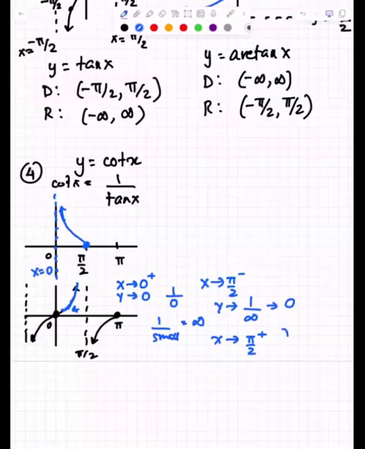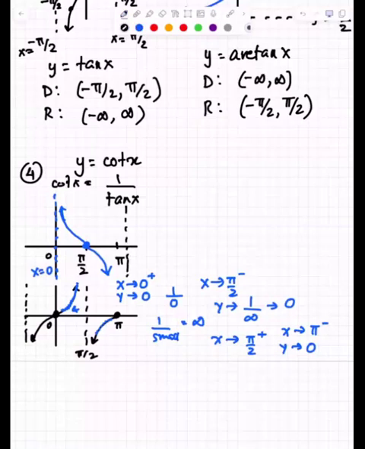And as x is approaching pi, y is headed towards 0. So x is heading towards pi from the left, y is getting closer to 0. So 1 divided by smaller and smaller negative numbers is bigger and bigger negative numbers. So this side we are going to negative infinity. So this is the graph of cotangent of x.